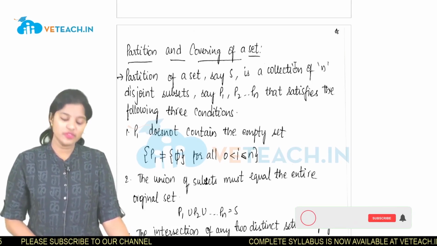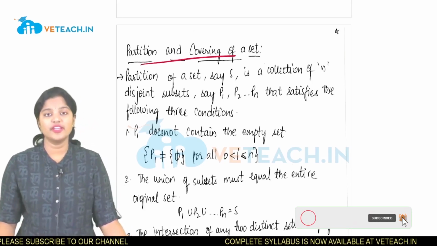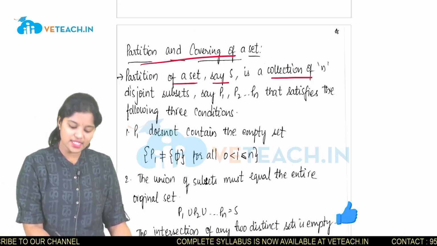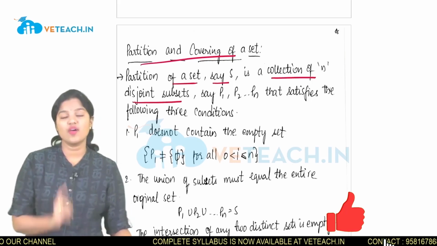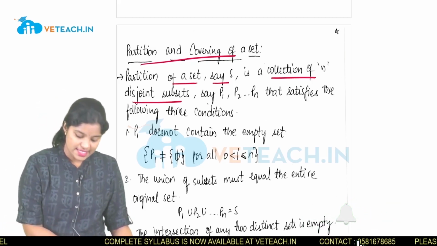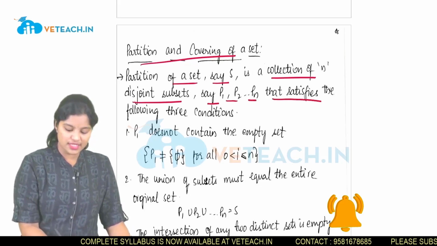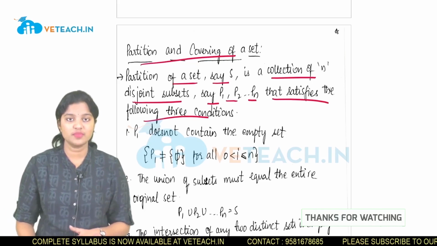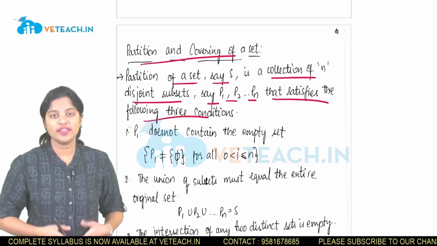Now, in this class, we will see about partition and covering of a set. A partition of a set, say S, is a collection of n disjoint subsets. Disjoint means no elements will be common in those sets. Say P1, P2, up to Pn that satisfy the following three conditions. If they are a partition of the set, they should satisfy the given conditions.